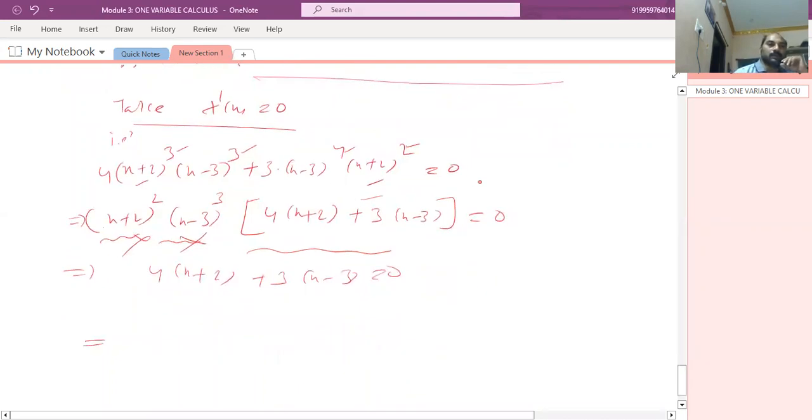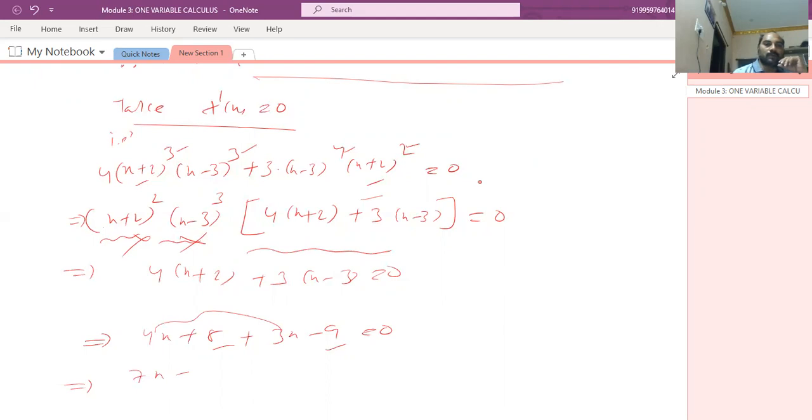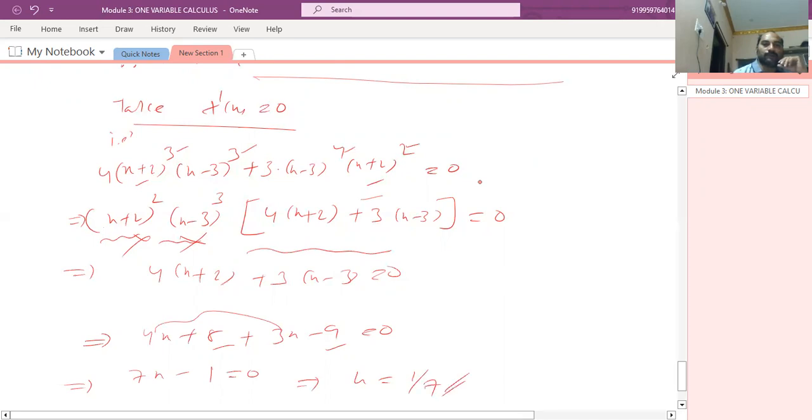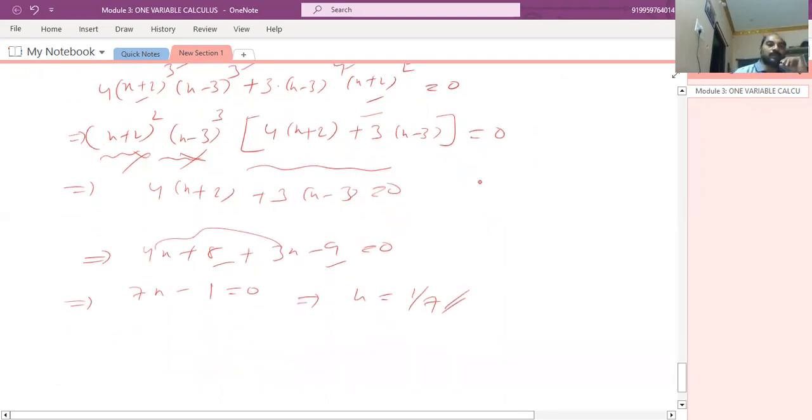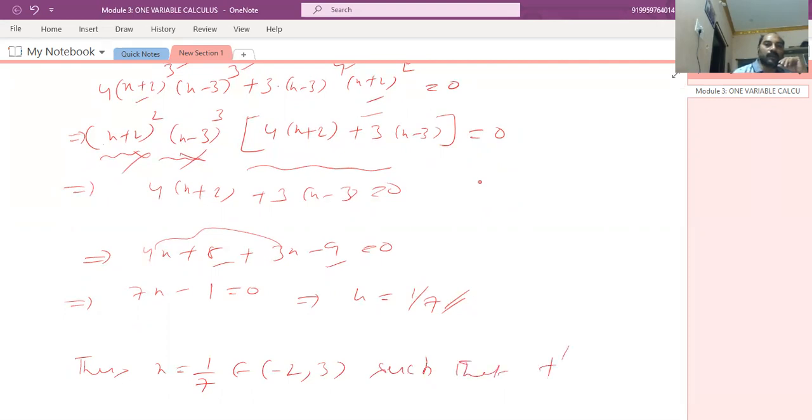That implies 4x plus 8 plus 3x minus 9 equal to 0. 4x plus 3x becomes 7x, 8 minus 9 becomes minus 1, so 7x minus 1 equal to 0. That implies x equal to 1 by 7. So 1 by 7 is a point that lies in the interval minus 2 to 3 such that f dash of 1 by 7 equal to 0.